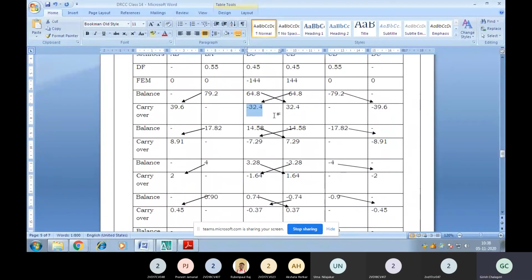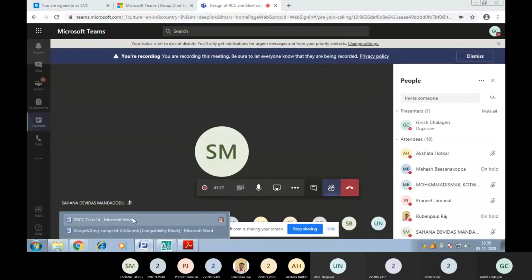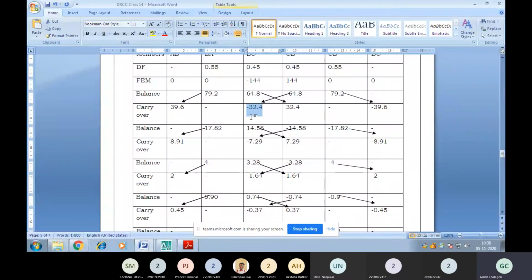Once we carry over the moment, then check whether the joints are balanced or not. If not, you need to rebalance the joints here. The same procedure we did previously, we are doing again. So we can see again we are balancing it, which means one step is done.